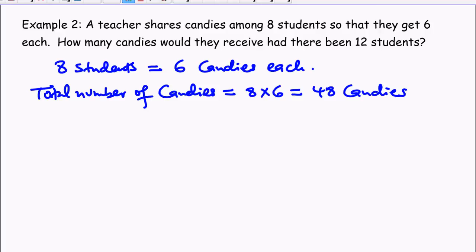So how many candies will they receive had there been 12 students? So that means if we had 12 students, then they would have to share the 48 candies among themselves. So 12 students will be 48 divided by 12, which will be 4 each.